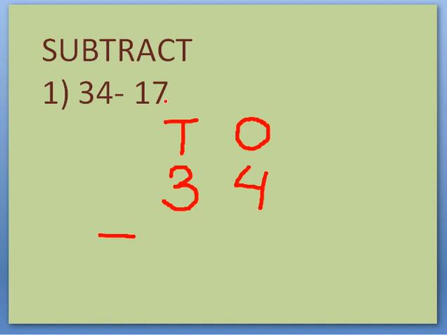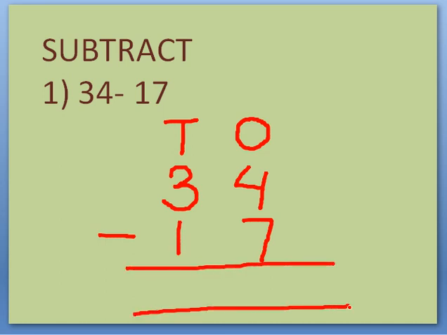In 17, 7 is at ones place, so I'm writing 7 here at ones place. And 1 is at tens place, so here 1 at tens place. Now let us subtract it. I have already told you we will do subtraction using backward counting. And you know it very well, whether it is addition or subtraction, you have to start from ones place. First you will solve the numbers at ones place and then only you can go to tens place.